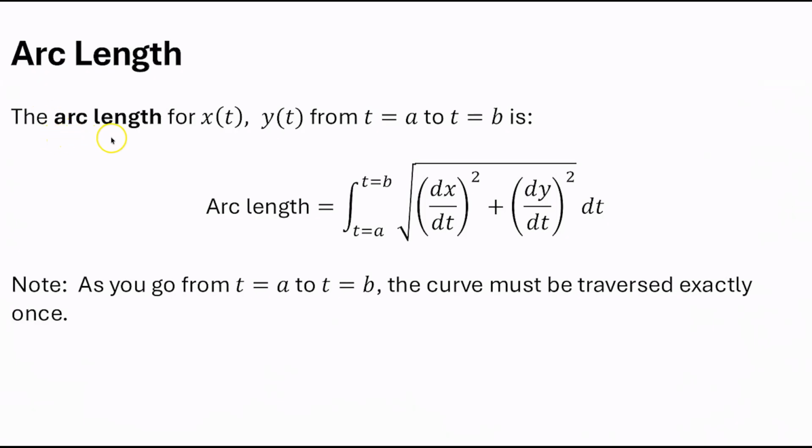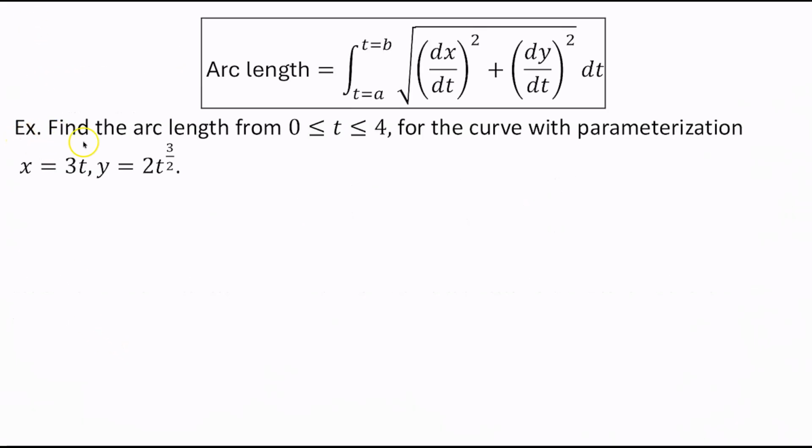Now let's talk about arc length given parametric equations. So the arc length for x of t, y of t, from t equals a to t equals b, is the integral from a to b of the square root of dx dt squared plus dy dt squared dt. Note that as you go from t equals a to t equals b, the curve must be traversed or traveled exactly once, so we don't want it to go back and forth on itself. In this example, we want to find the arc length, where t values range from 0 to 4, for the curve with parametrization, x equals 3t and y equals 2t to the 3 halves.